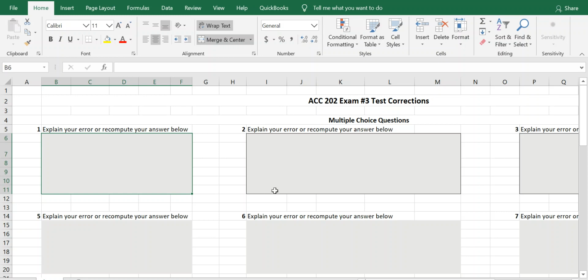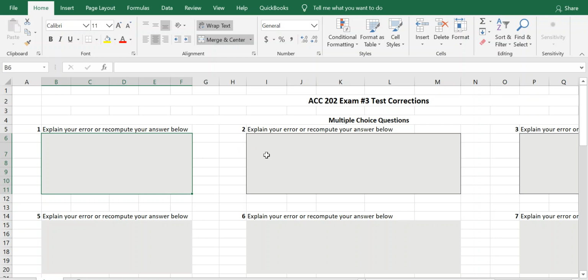Now, not every one of these will require a response from you, and the reason I set it up this way is because everybody's test is different. So these questions will be different for everybody. However, when you go through here and you respond to these questions, you're responding to the questions identified as incorrect in your test results. So you go to the first one that you got wrong, you explain what needs to be corrected about that and why.